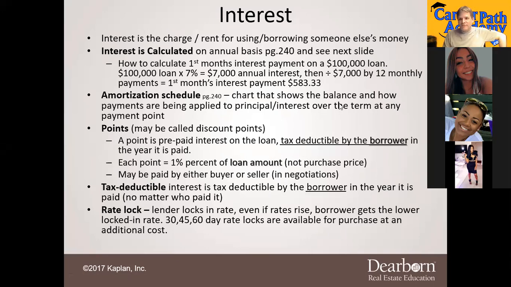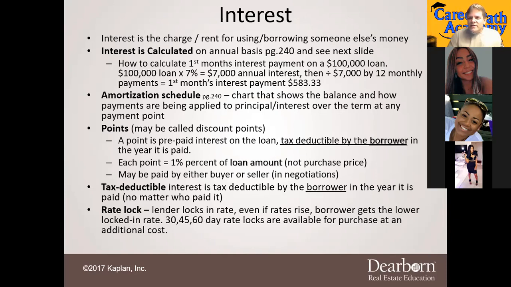A point is 1% of the new loan, and that's all you need to know. How do you calculate it? Each point is 1%. 1% of what? Of the loan, not the purchase price, the loan. And so what is a point? It's prepaid interest. And who could deduct it on their taxes? The borrower.